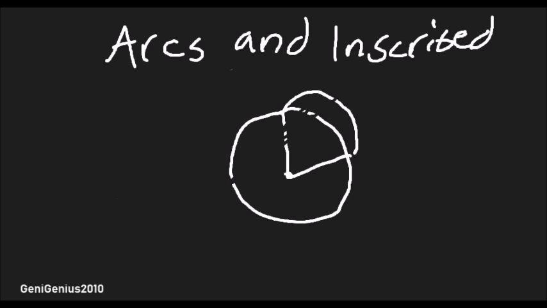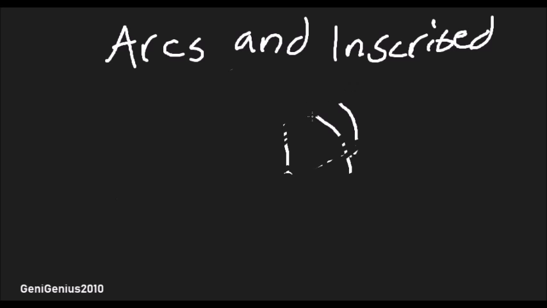And yeah, that's basically what an arc is. What else was I gonna say? Let me just erase this really quick. So before we dive into inscribed angles, of course, I'm gonna also teach you about the different kinds of arcs. So there are three kinds of arcs, right?